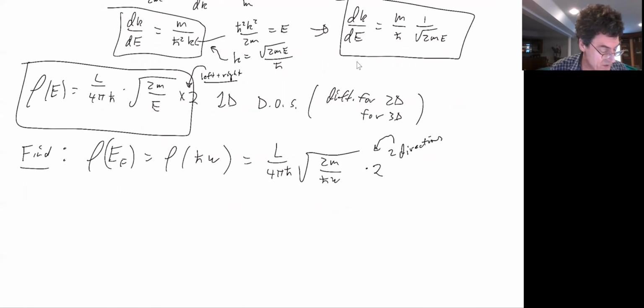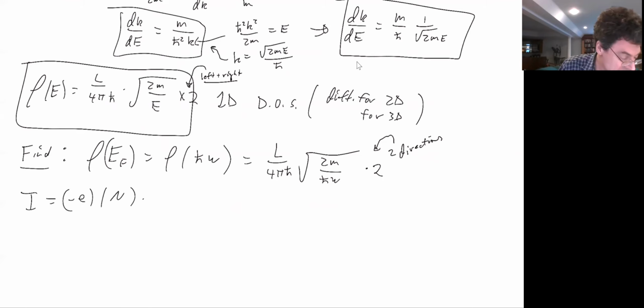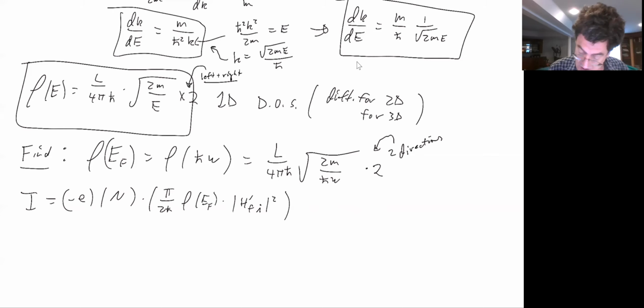So then we're basically done because we see that the current in our system is going to be the charge times the number of defects times the rate, and the rate is pi over 2 h bar times the density of states of the final states times the matrix element that connects the initial and final states. And so we did it. We're done because we've calculated all these different pieces. Okay, so that's an example of Fermi's golden rule.